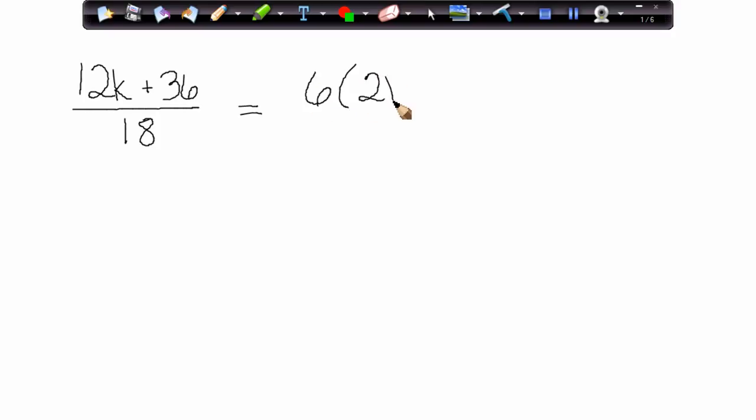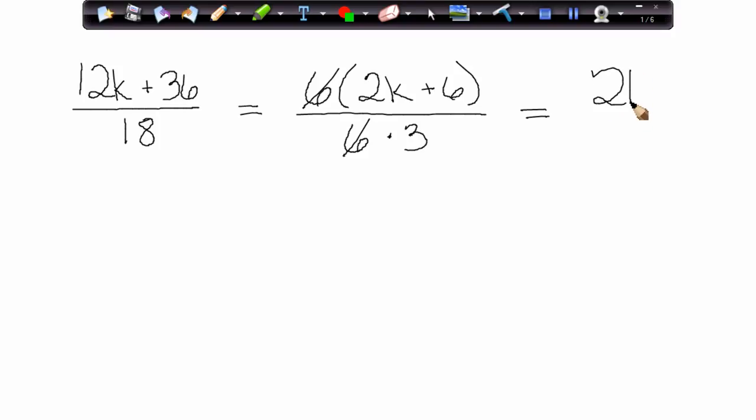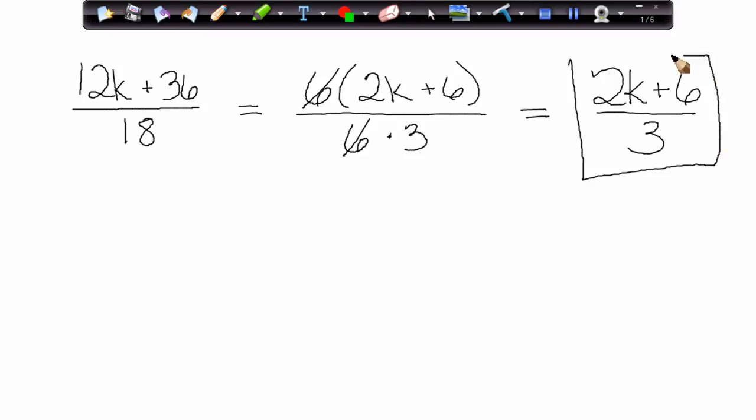So that will leave us with 2k plus 6 in the numerator. In the denominator, can we factor out a 6? We sure can. It's 6 times 3. Okay, so once we get it factored, if we can factor out something similar in the numerator and denominator, then we can cancel. And that will leave us with 2k plus 6 over 3. And then the question is, can we reduce it? But no, after you factor, if you have anything left, like again, the 6 and the 3, cannot be reduced. So this is it for reducing this first one.